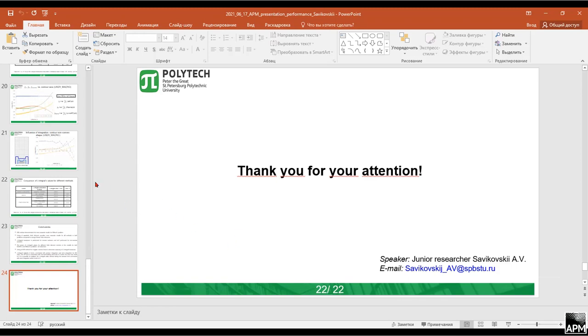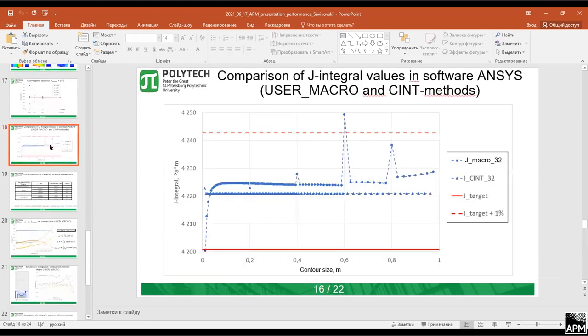Okay, let me ask one. My question is about the narrow jumps of the J integral that you show at the frames. What do you think is the reason for it? Yes, about these narrow jumps.